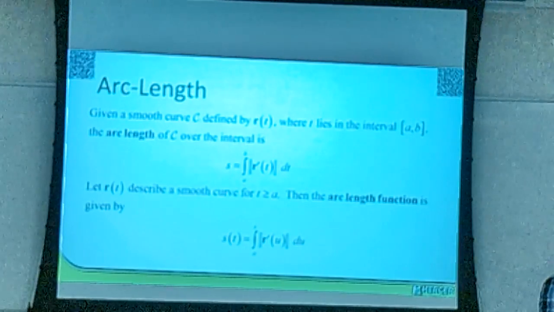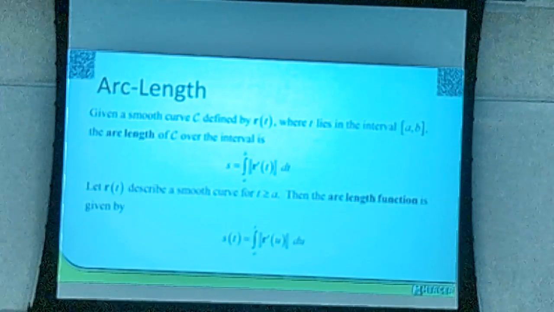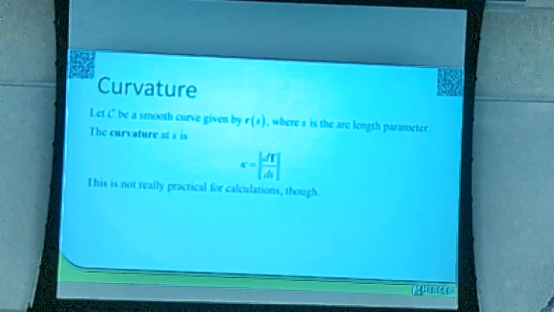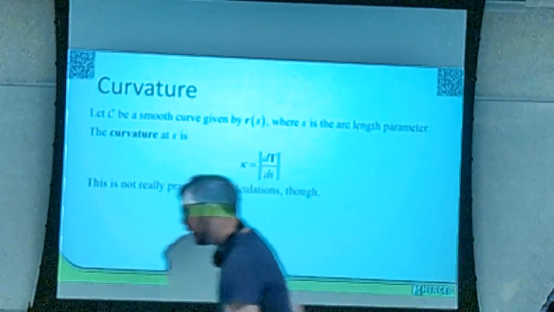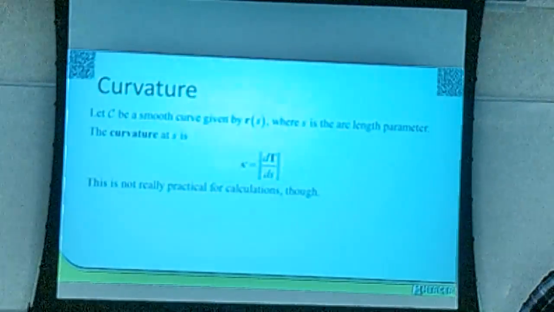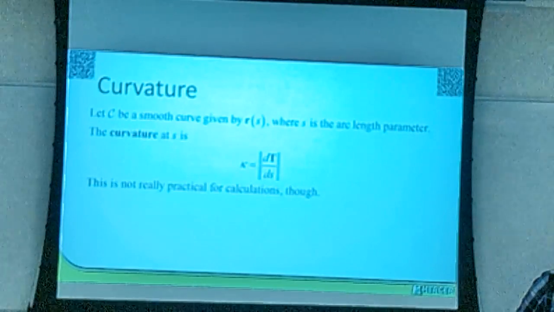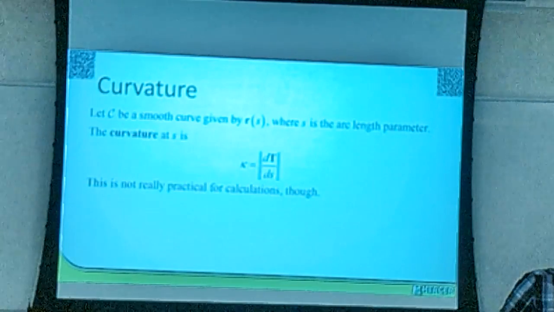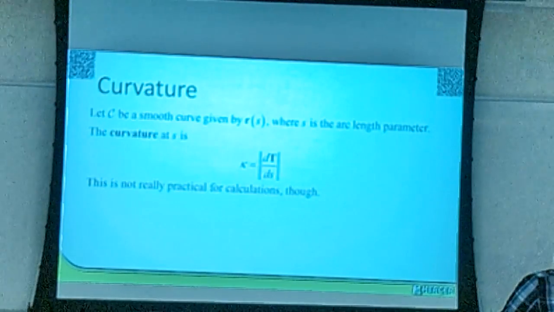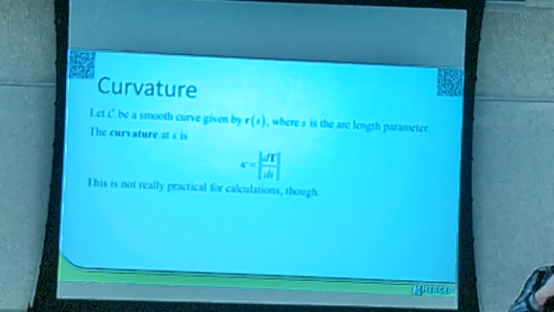Arc length shouldn't be anything new. You should have studied arc length at the end of Calc 2. Curvature. Oh boy. This is the definition of curvature. It's the length of the derivative of the unit tangent vector with respect to the arc length parameter. That's the magnitude of the derivative of the unit tangent vector with respect to the arc length parameter.